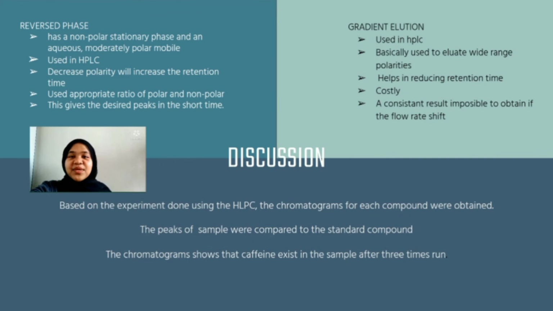In HPLC, we use reverse phase as it needs a non-polar stationary phase and a polar mobile phase. The decrease in polarity will increase the retention time, which is why an appropriate ratio was used. It will give the desired peaks in a short time. As the polarities eluted are wide, gradient elution was used. It helps in reducing time, but at the same time it is expensive, and the use of low quality solvent will affect the result. The chromatogram obtained shows that each peak was compact for each run.